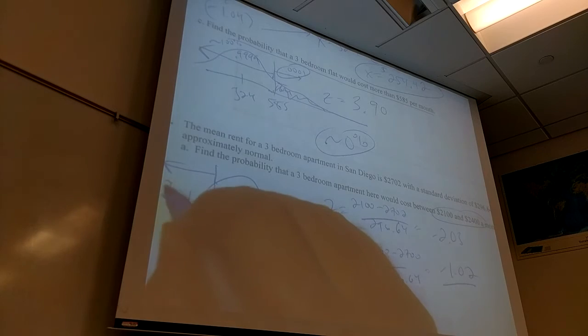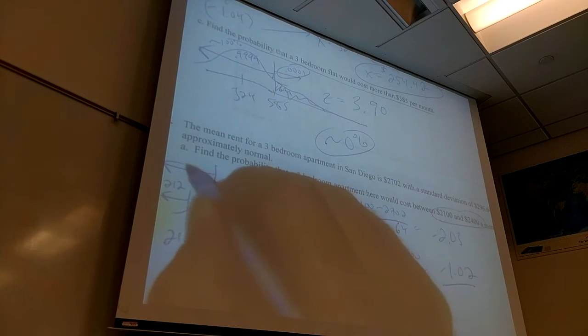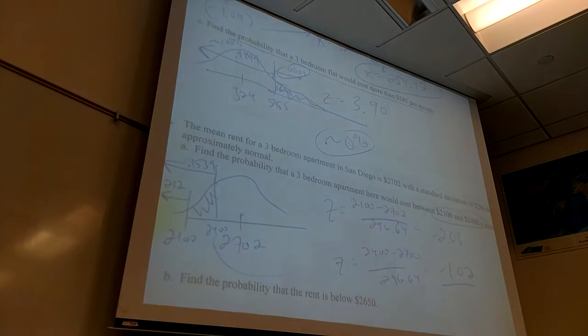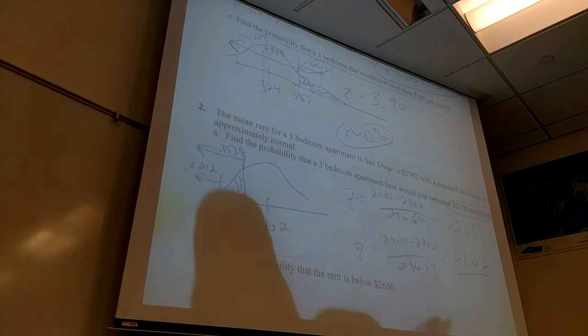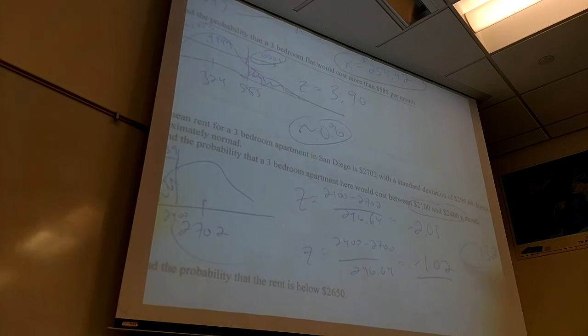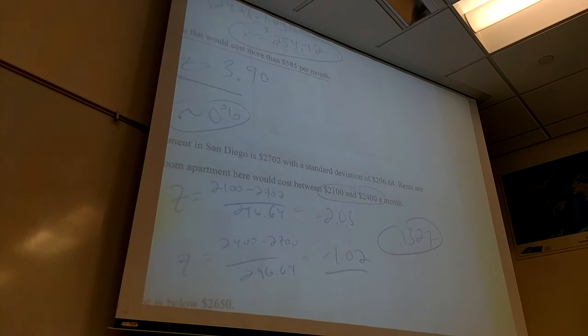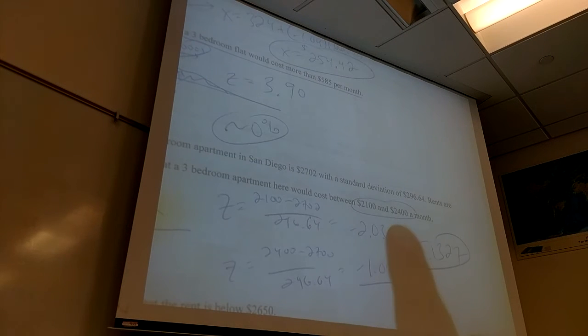0.0212, I like it. And then for the negative 1.02, 0.1539. So that's too much. If I subtract that off, that'll leave me the area in between. It only makes physical sense. So when you subtract those, what do you get? 0.1327. So just a little bit over 13% of San Diego's 3-bedroom apartments would cost between $2,100 and $2,400 a month.